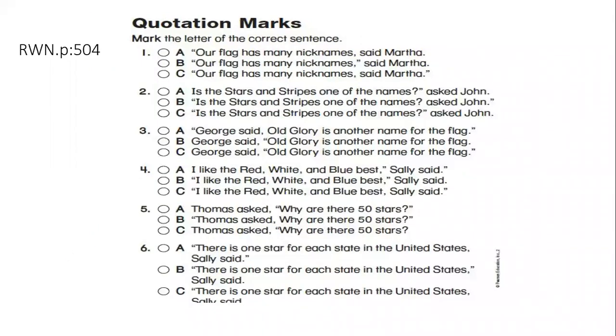Now let's go to page 504. We will mark the correct sentence. They write the same sentence three times using different places for the quotation marks. We will choose the correct one. Let's go for number 1. Our flag has many nicknames, said Martha. Look at the quotation. They place the quotation at the beginning of the sentence, but where is the ending one? We don't have an ending quotation. So A is not correct, right?